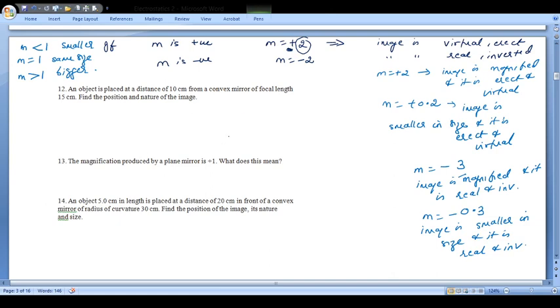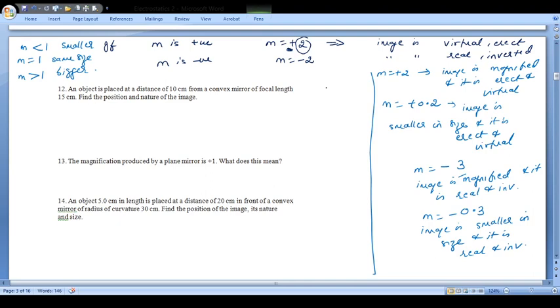Now once this concept is clear to you, then you have the numericals. Let's try to see these numericals. We can just see these few numericals here. Now this is question number 12 from your textbook. Just go through this numerical. It says that an object is placed at a distance of 10 centimeters from a convex mirror of focal length 15 centimeters.